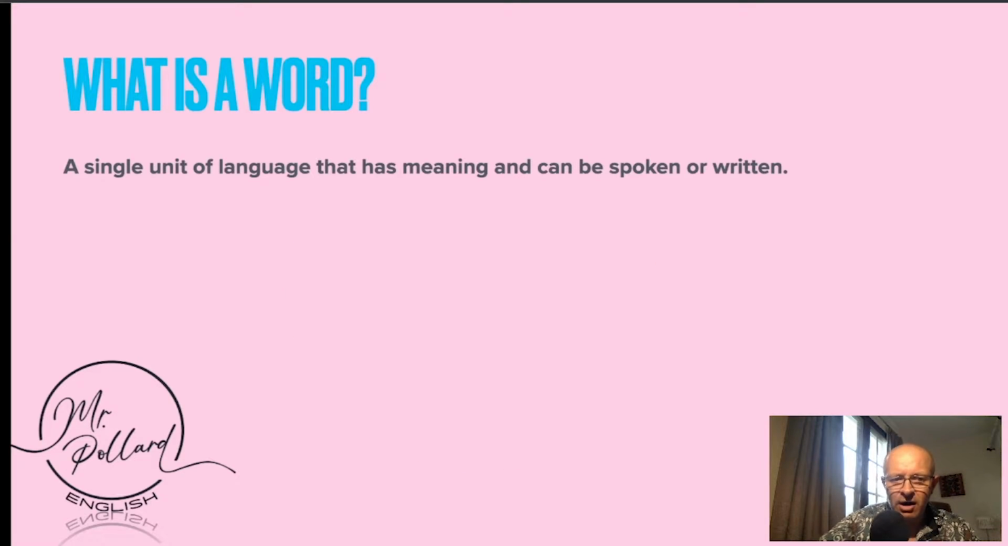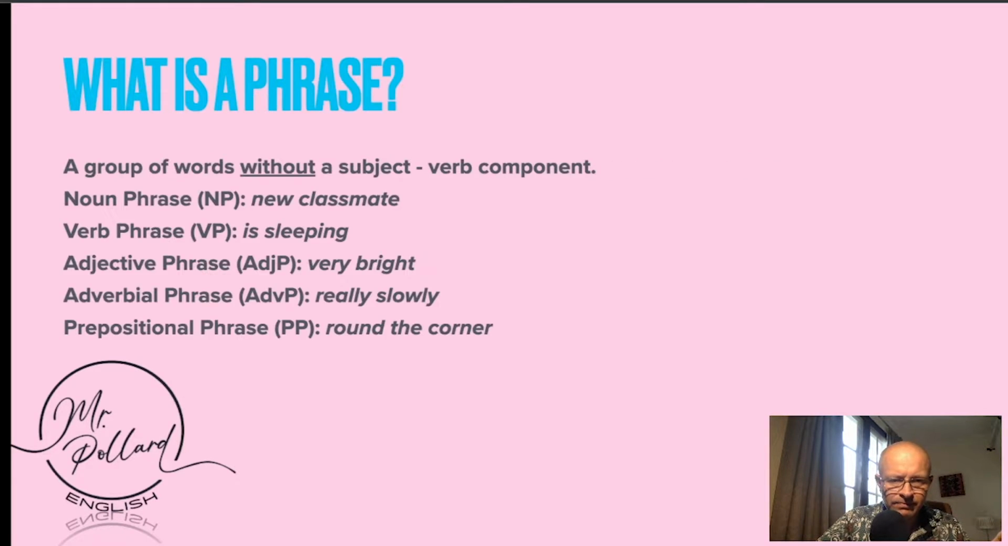So what is a word then? A word is a single unit of language that has meaning and can be spoken or written. A phrase? Well, a phrase is a group of words without a subject-verb component as such. And there are different types. Noun phrases, new classmate. Verb phrase, is sleeping. Adjective phrase, very bright. Adverb phrase, really slowly. Prepositional phrase, round the corner.